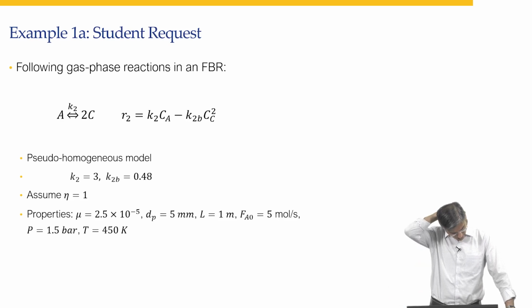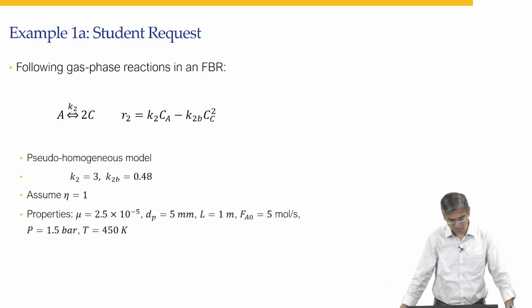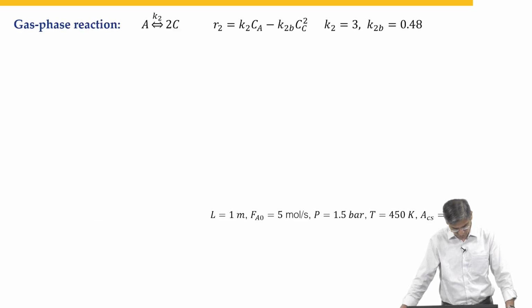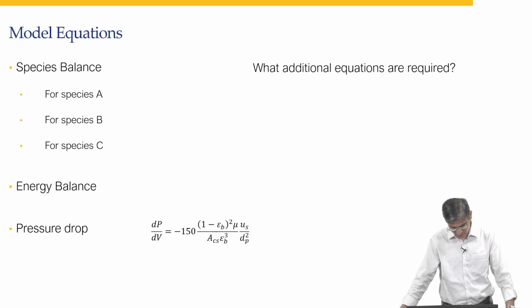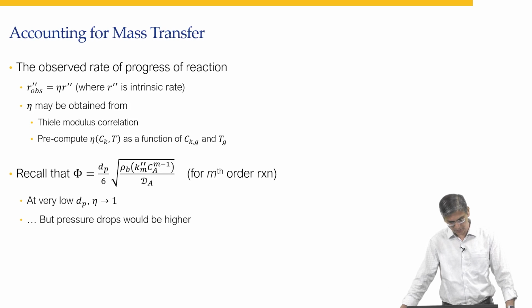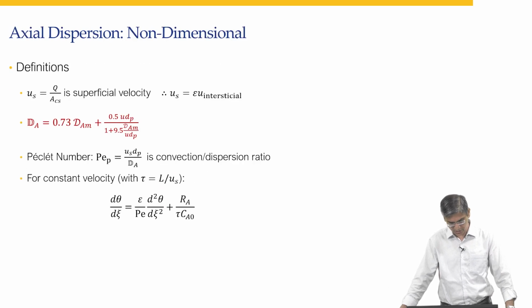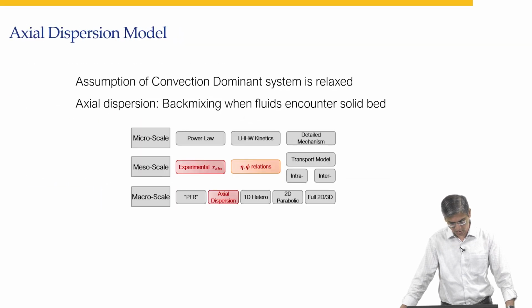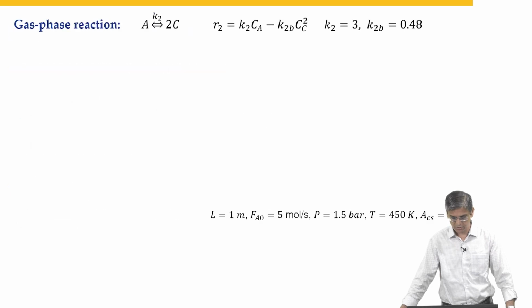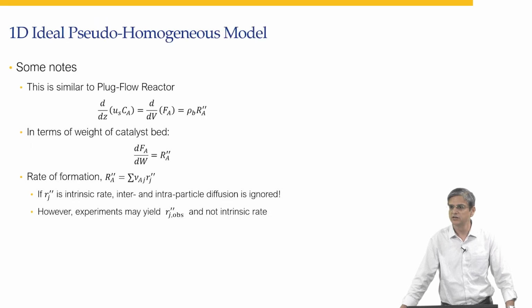This was an example I took last year, based on student request. We took this particular example, accounting for mass transfer, accounting for pressure drop, and then we started talking about axial dispersion models also. All of this is there. You can pre-read it. Some of it is going to be a little bit confusing, so we will go over that on Monday.